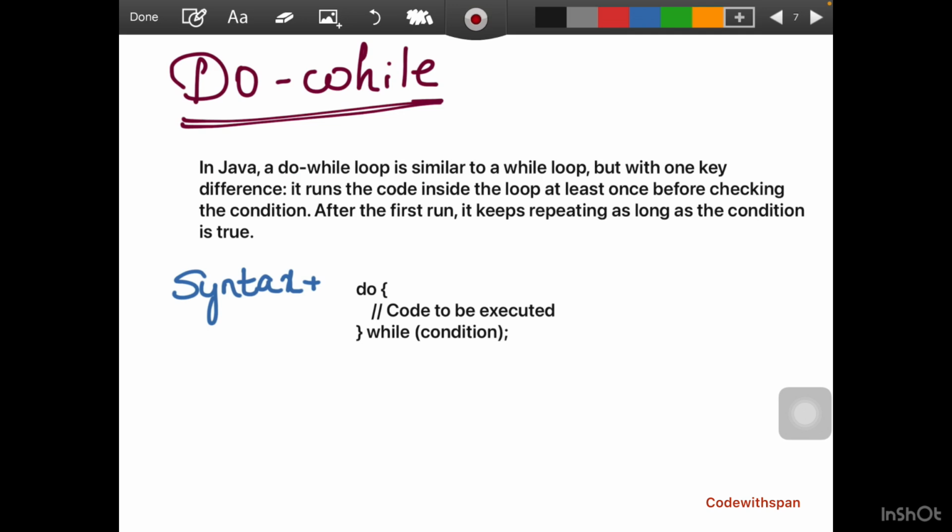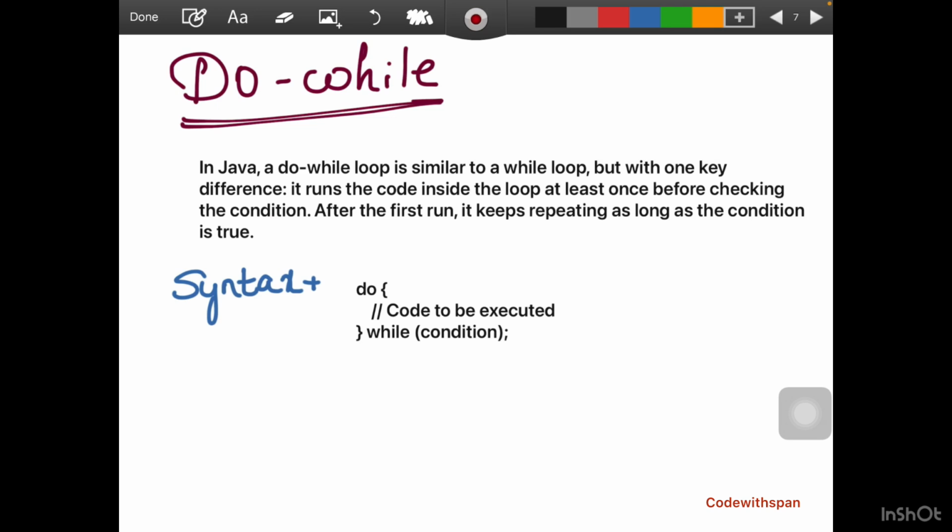A do while loop is similar to the while loop, but with one key difference: it runs the code inside the loop at least once before checking the condition. After the first run, it keeps repeating as long as the condition is true.